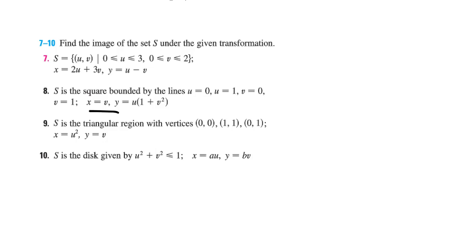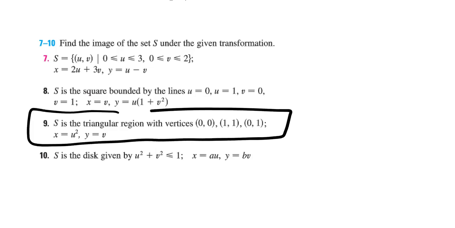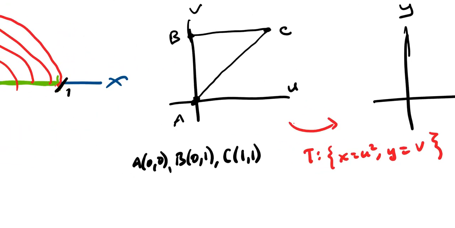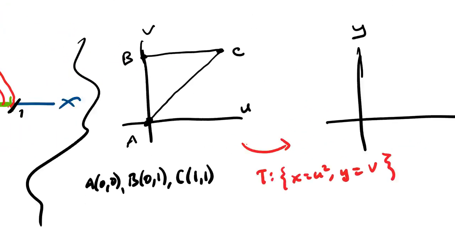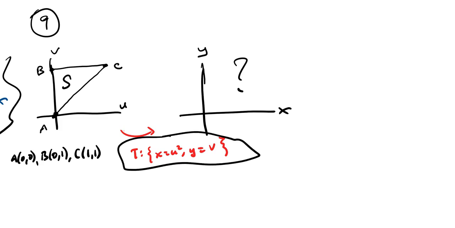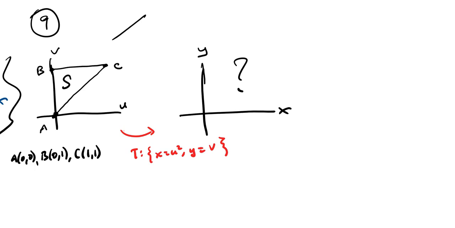So actually I want to do one that's a little simpler. It's this one, number 9 right here. So what I've drawn is the figure. Let's get this out of the way. Number 9. So here's S, this figure here. It's the filled in triangular region, and we're going to see what is going on over here with this transformation here. T is x equals u squared, y equals v. U and v are the coordinates on the left, x and y are the coordinates on the right.